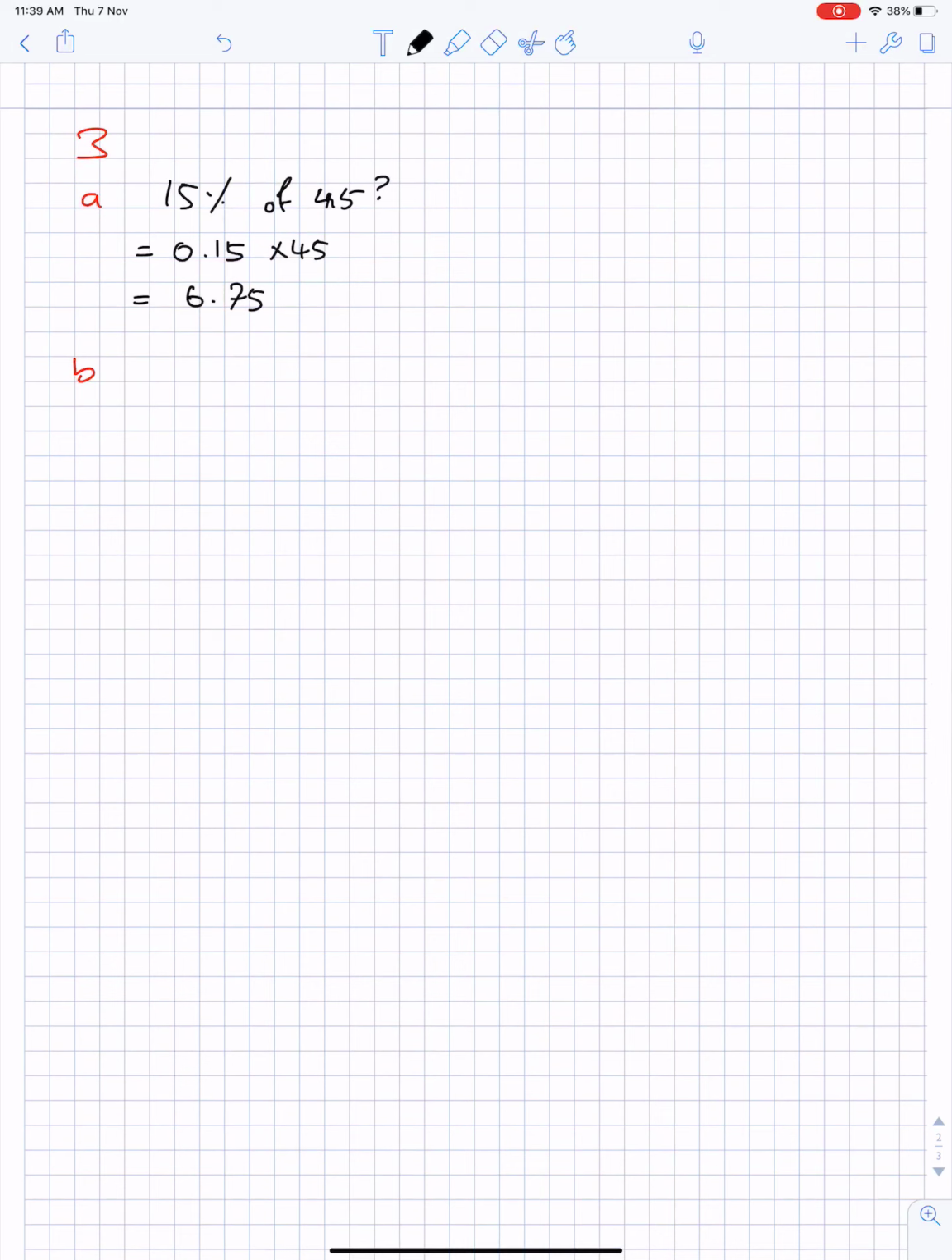Tim scored 24 out of 30 on a test. So 24 out of 30 on a test. What is this as a percentage? So you just pretty much go 24 divided by 30 times it by 100. 24 divided by 30 times 100, 80%.